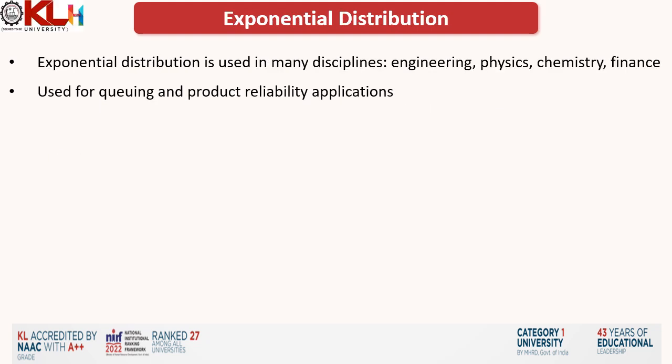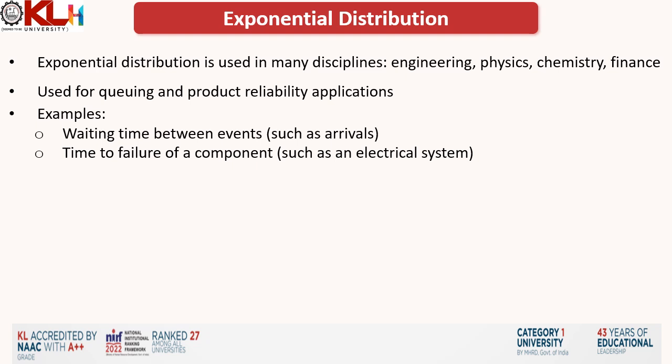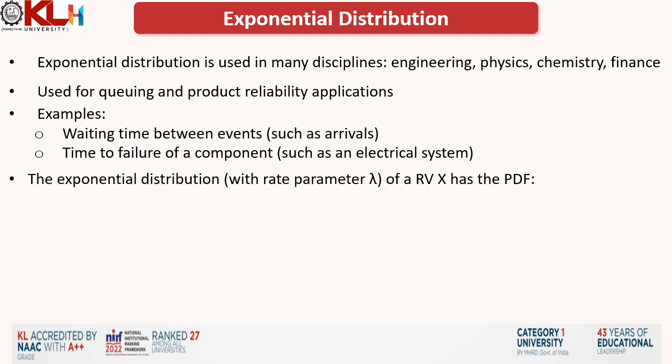The next continuous distribution we'll look at is the exponential distribution, which is used in disciplines like engineering, physics, chemistry, finance, and so on. It's generally used for queuing and product reliability applications. For example, a queuing example is the waiting time between events such as arrivals, or the time to failure of a component. The exponential distribution has a rate parameter lambda, and the PDF is given by lambda e to the power minus lambda x when x is greater than or equal to 0, and 0 otherwise. So the distribution only exists for positive values of x.